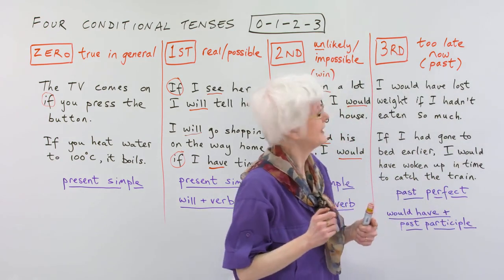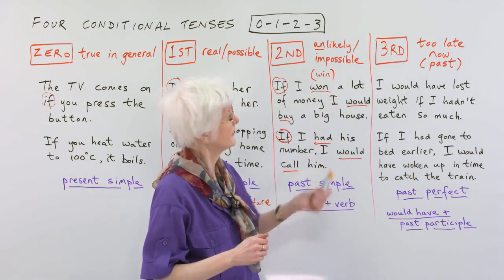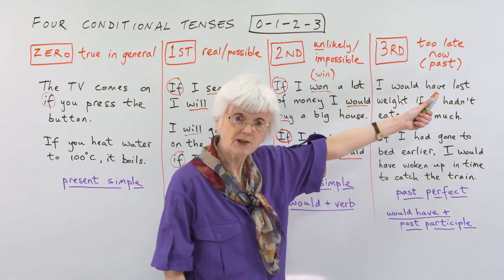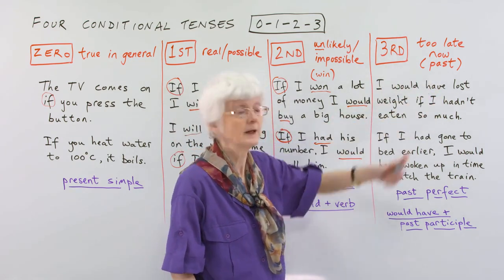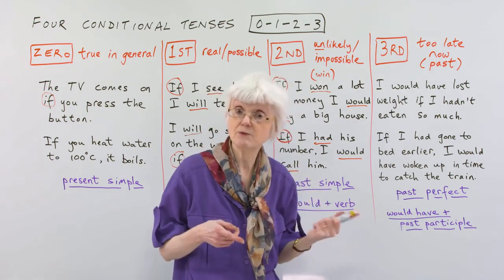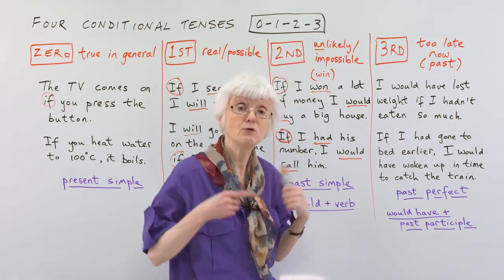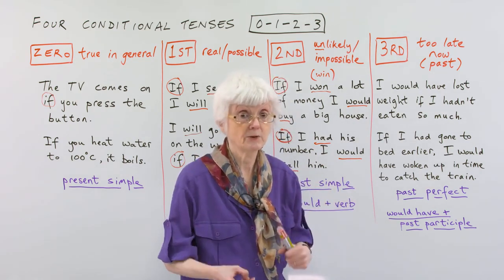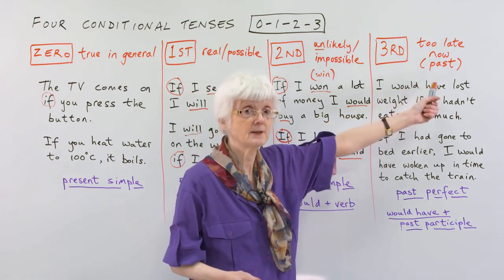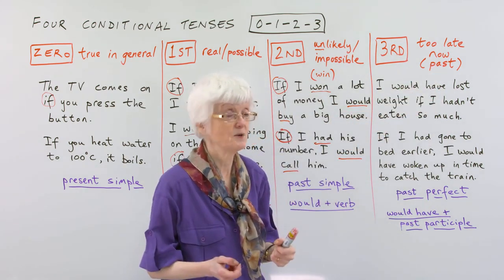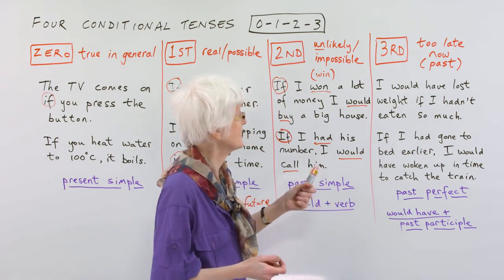And then finally, with the third conditional, the last one, this is where it's too late to do anything. Something happened in the past. You could have done something, but you have missed the opportunity and you can't do it now. It's too late. Too late now. Okay, so let's have a look at the examples.